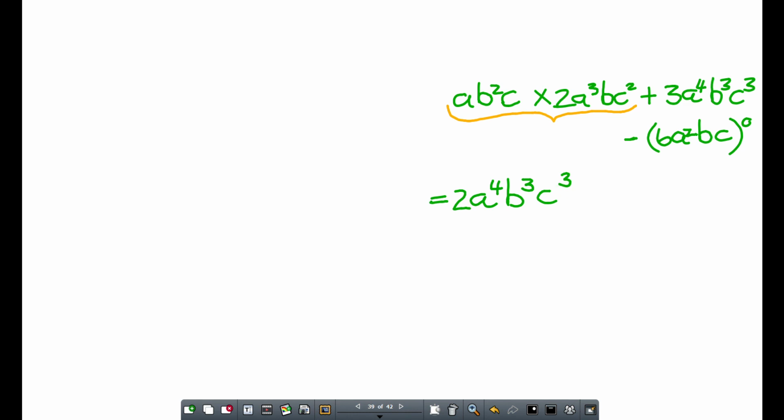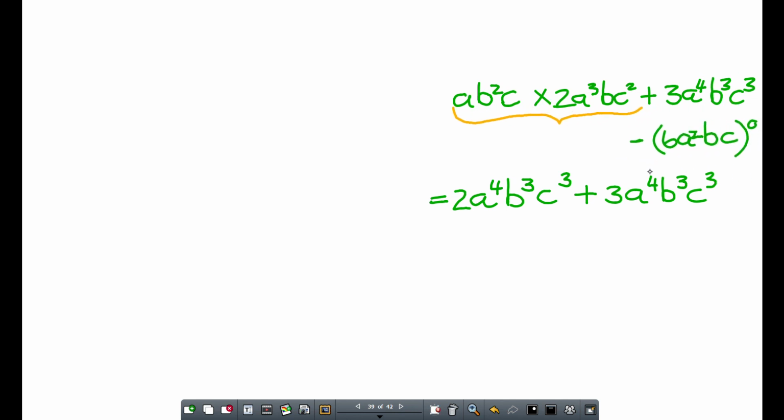Okay? Then plus 3A to the power 4, B to the power 3, C to the power 3. Then, what does this become? Well, that whole bracket to the power of 0 is actually 1. So that's why I will have minus 1.